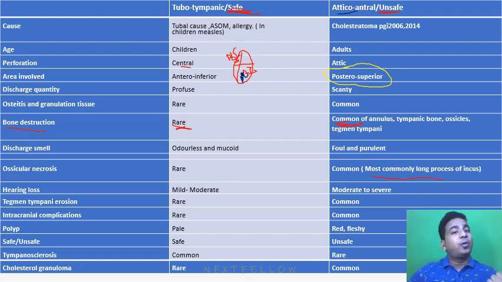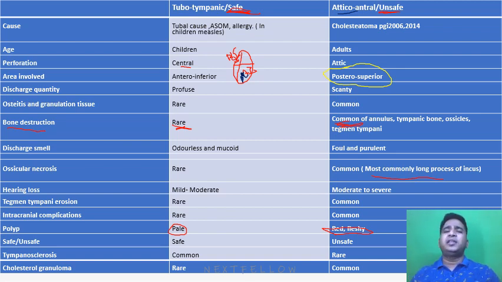Then comes the formation of the polyp or the granulation tissue. Polyp may form in the tubotympanic type, but mostly the polyps are pale. Pale means because of mostly the allergy or body reactionary mechanism. But the polyps formed in the atticoantral unsafe variety are mostly red and fleshy, full of blood. If you touch the polyp, a lot of bleeding will be there. It is because of the continuous necrotic process going on, leading to more and more inflammation, leading to red and fleshy polyps. So that is a difference.